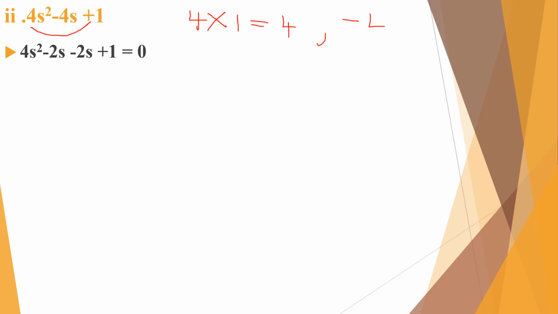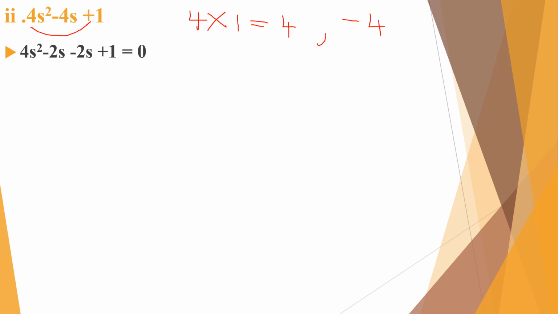4x² − 4x + 1. Here we are going to equate it to 0 to find the zeros of the polynomial. When we multiply, we should get 4 × 1, which is 4. And when we add, we should get −4, the middle term.